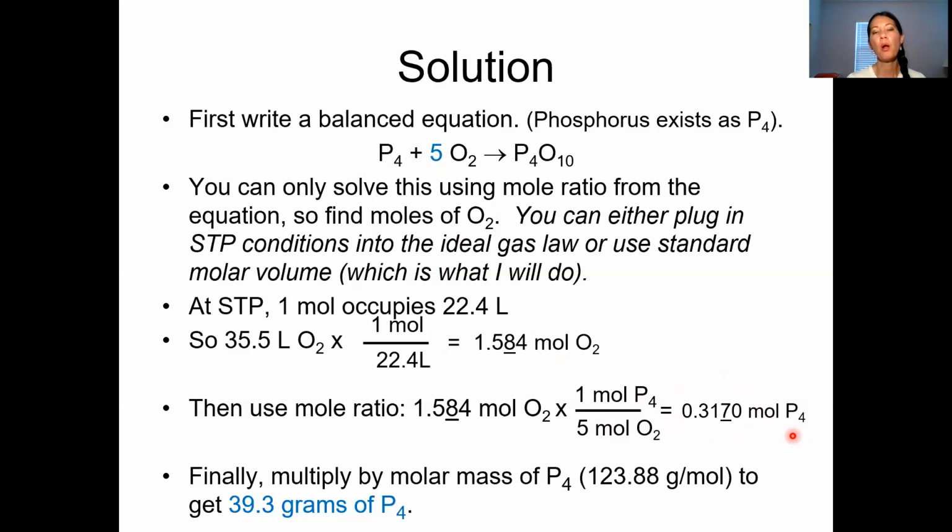And then since the problem really asked you to find grams of P4 needed to react with this much O2, you just multiply by molar mass. And don't forget you have 4 P's, so add up 4 P's and multiply it by your moles of P, and you get 39.3 grams of P4.